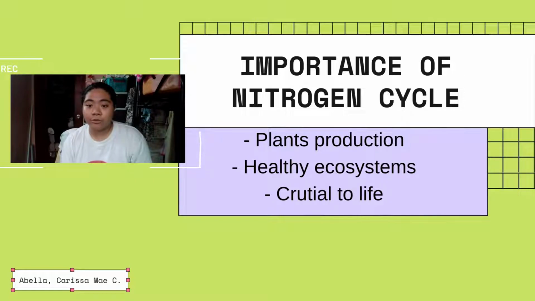And the next, crucial to life. Nitrogen is also essential to life, right? Since we find nitrogen in the food and drink we take every day, nitrogen is important to all living things, including us. It is necessary for our food supply, but excess nitrogen can harm the environment.